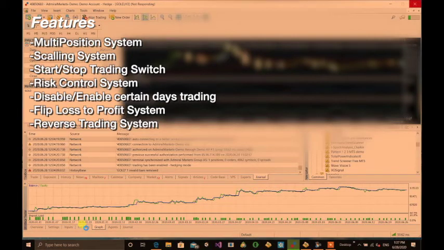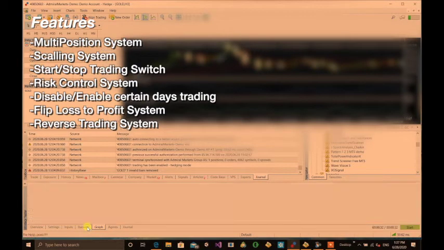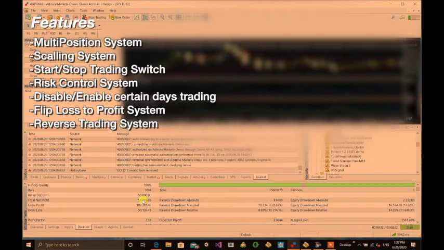I'll show you once it's done. This is how much it made. These are gross profit and gross loss. And this is your profit, 59,000. 59,000, this is the normal system. There's no scaling. There's no multi-positions. Now, if we do scaling and multi-positions, this is something different.